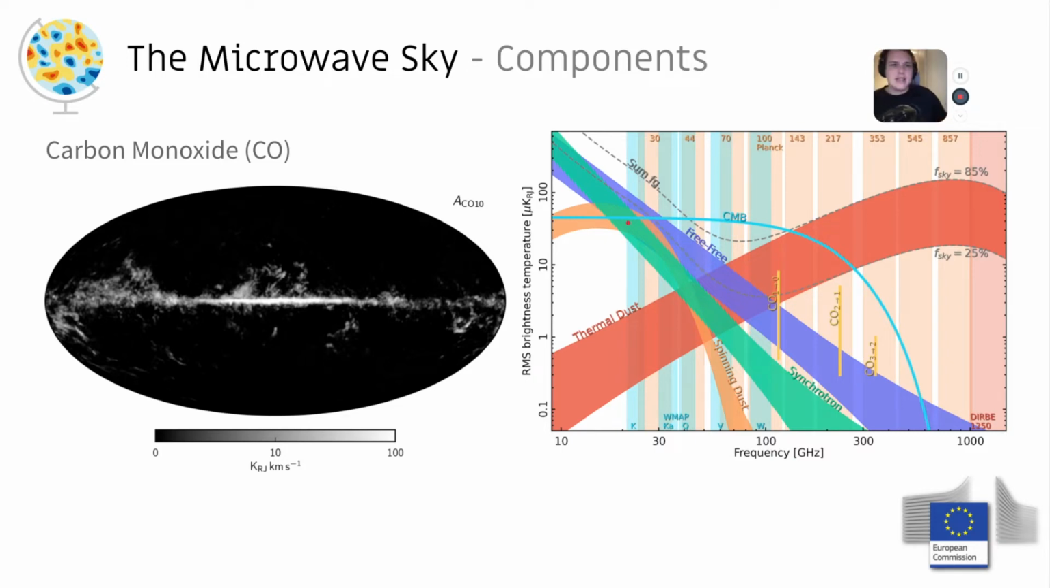So lastly, we also mention line emission, such as carbon monoxide. And this can be seen at sharp frequencies at 115 and 230 and 345. So it doesn't have any spectral indices because it doesn't vary in the same way over frequency space.